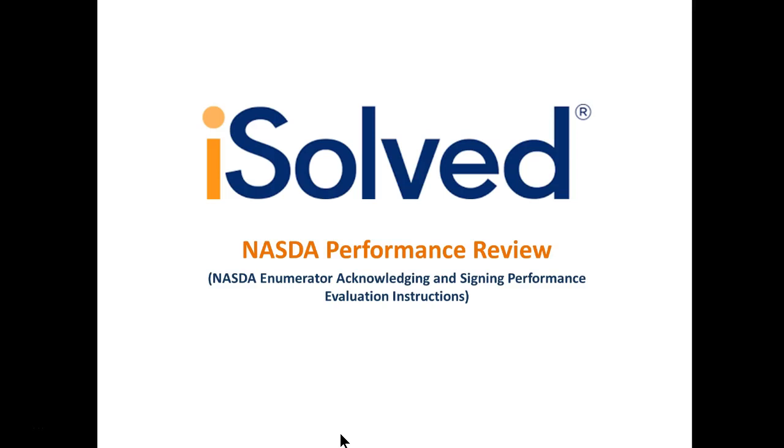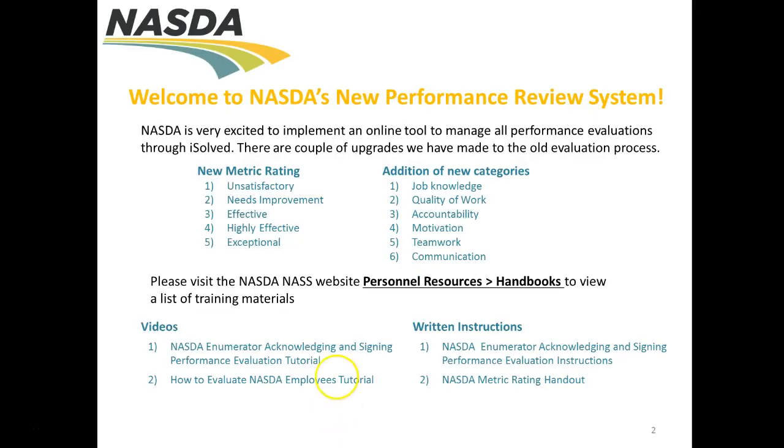Before we get started with the training, I wanted to go over a few upgrades we have made from the old evaluation process. The first thing is adding a new metric rating. We've incorporated a new metric rating to capture a more thorough performance evaluation. So we have unsatisfactory, needs improvement, effective, highly effective, and exceptional. We also have the addition of new categories: job knowledge, quality of work, accountability, motivation, teamwork, and communication.